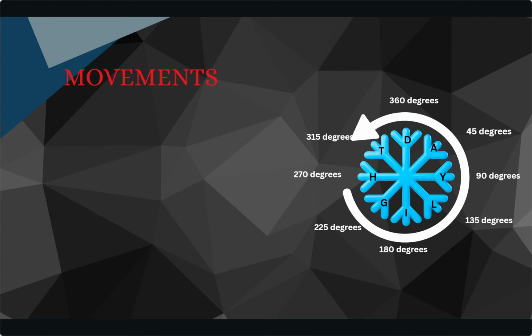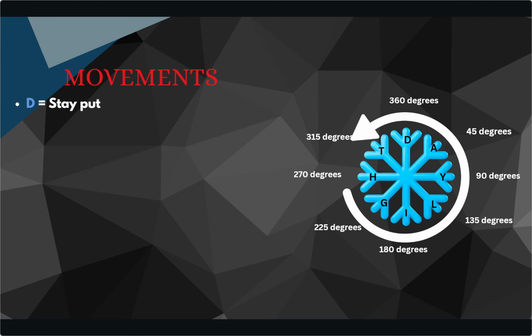In front of our model, we will use rotations. So we have here 45 degrees, 90 degrees, 135 degrees, 180 degrees, 225 degrees, 270 degrees, 315 degrees, and 360 degrees. And this is the movement in front of our model.